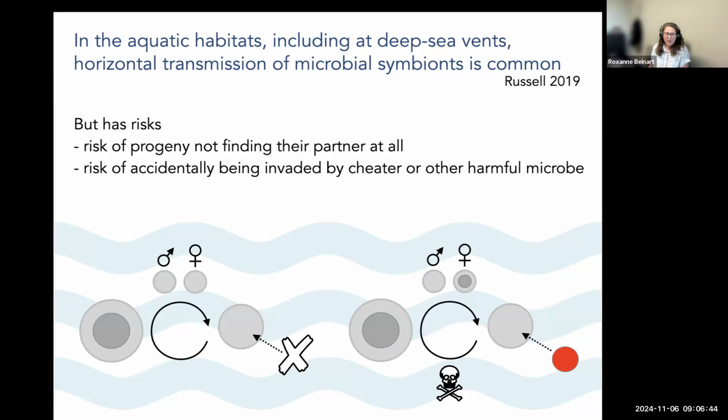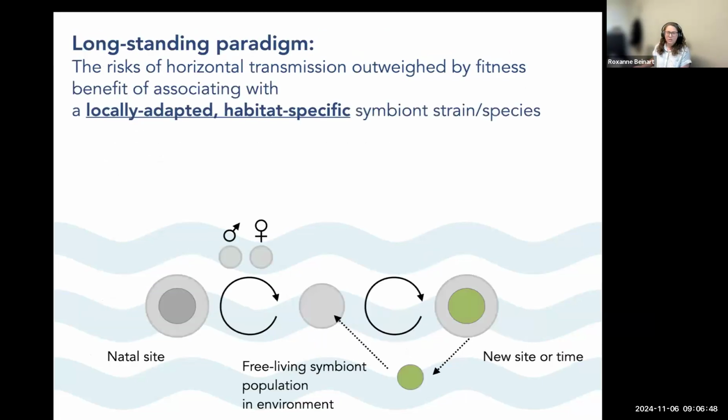So why would organisms evolve such a risky process of symbiont transmission? There's this long-standing paradigm that's meant to explain this, and this is the idea that the risk of horizontal transmission is outweighed by the fitness benefit of associating with a locally adapted habitat-specific bacterial or symbiont strain or species. The idea is that you have these progeny that are released into the environment, and when they arrive at a site, they then take up a locally adapted symbiont from that environment.